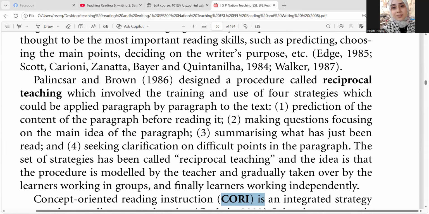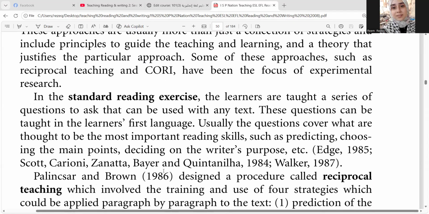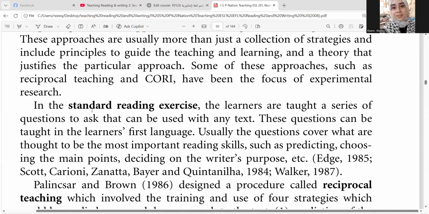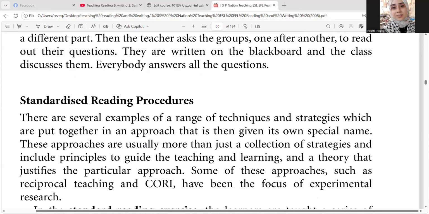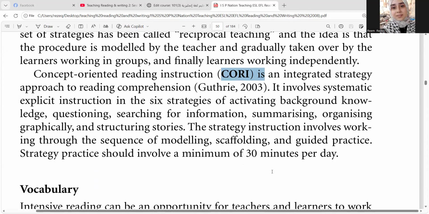Reciprocal teaching stands for three or four stage strategies: production, making questions, summarizing, and seeking clarification. For example, standard reading exercises here are a series of questions to ask with any text. These are the most important points.